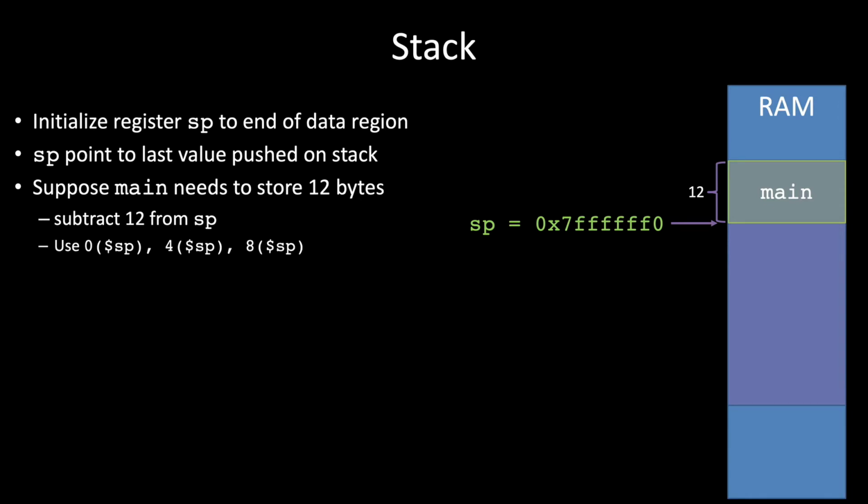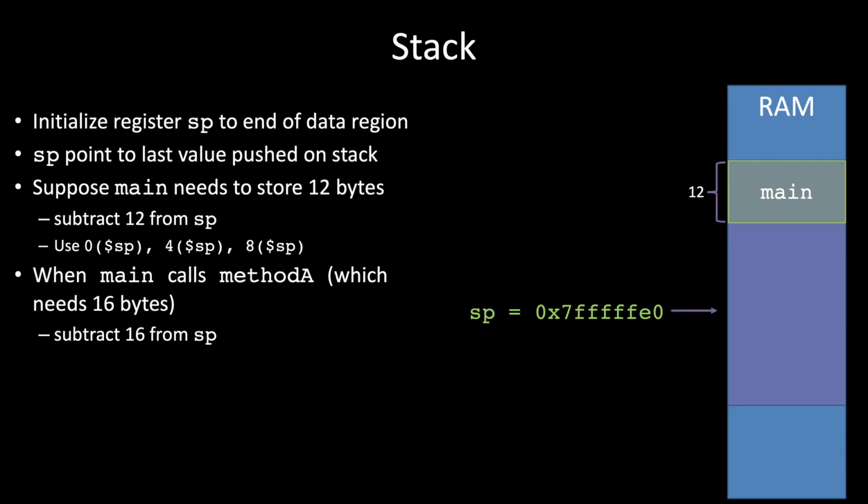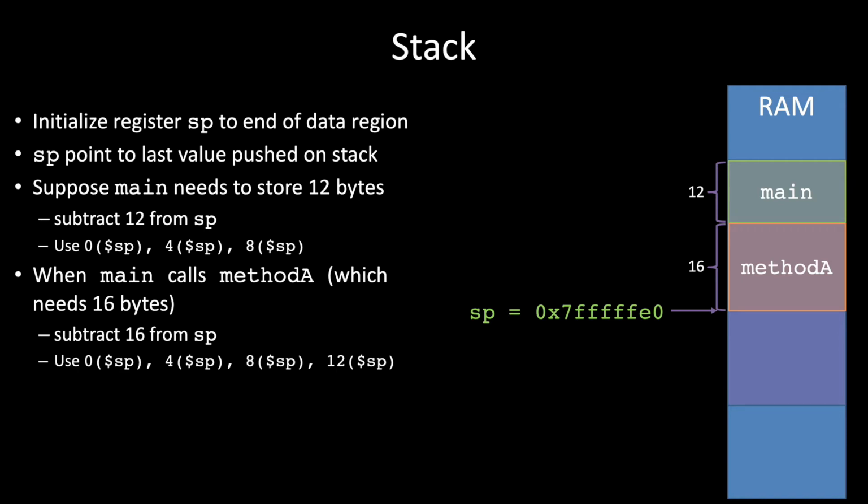Now, suppose main calls method A, and method A needs to store 16 bytes of data, for example, 4 integers. As before, we subtract 16 bytes from the stack pointer, which reserves 16 bytes of data on the stack for the exclusive use of method A. And now method A can access its local data using the stack pointer with offsets of 0, 4, 8, and 12. Notice that we're able to provide space for both methods on the fly without having to statically allocate space for all those local variables in advance.